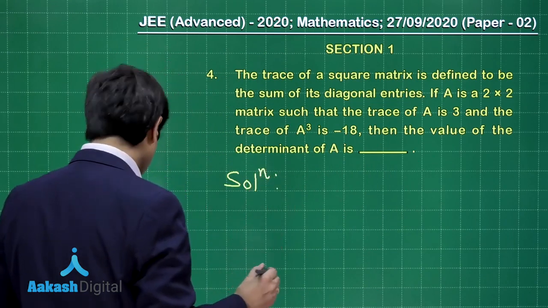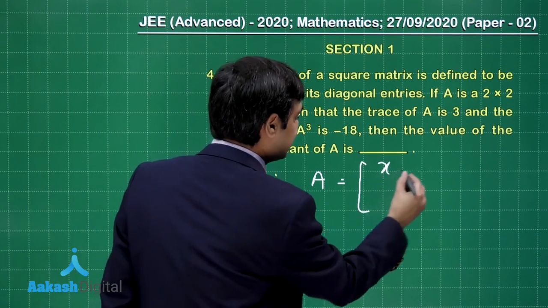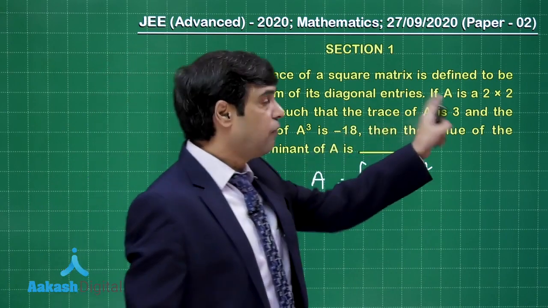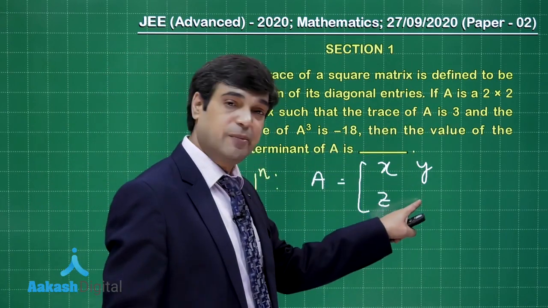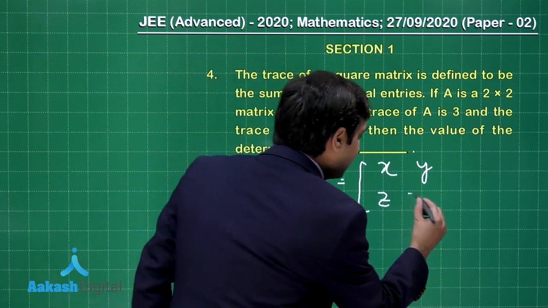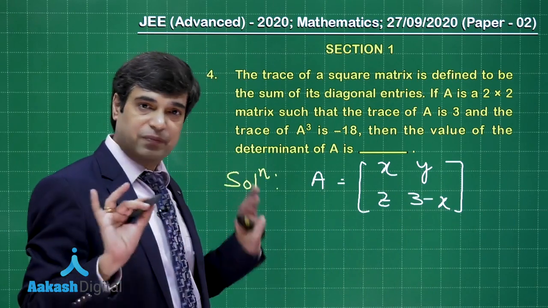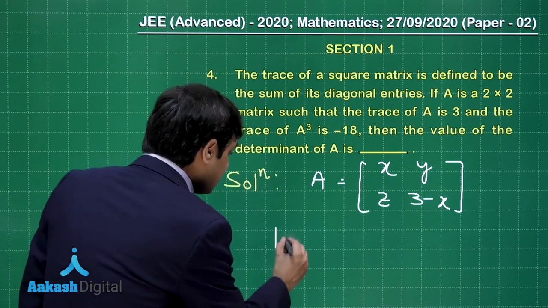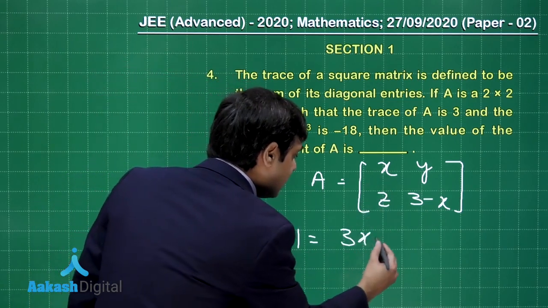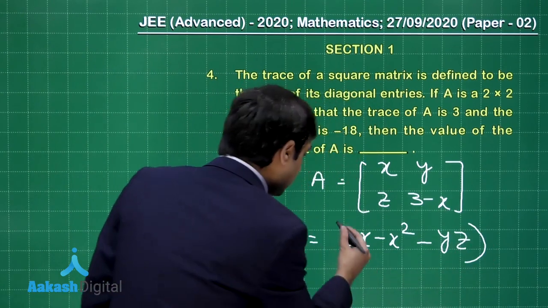Now, it is given to me, say for example, if I consider matrix A as x, y, z, w. Since the trace of A is 3, if I take this term as w, so x plus w will be 3. So instead of w, let's write 3 minus x in order to eliminate one variable. Question is asking for the determinant of A. So what would that be? This will be 3x minus x square minus yz. This is what we have to find.